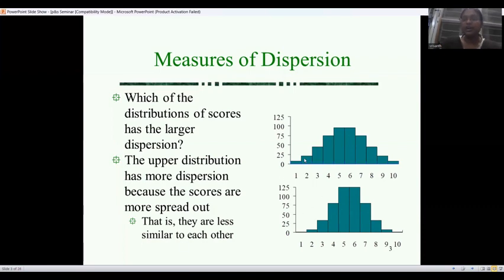In the first graph, there is more dispersion because the scores have a huge difference between them, whereas in the second graph, the dispersion will be less compared to the first graph.